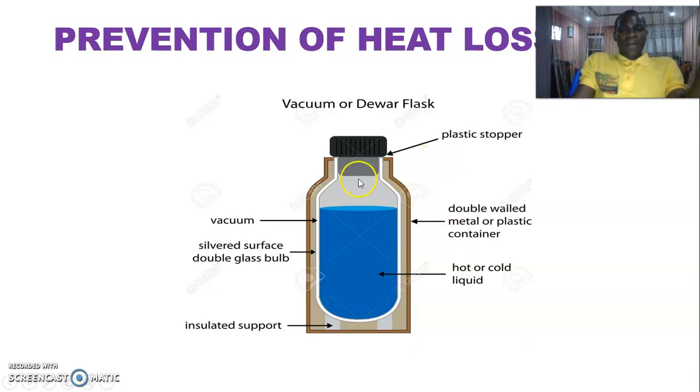This is the diagram. We have a plastic stopper to prevent heat loss due to a process called convection. We have a double wall metal or plastic container, which I will explain shortly what it does. We have a hot or a cold liquid whose temperature you want to protect. Now, let me explain something here.